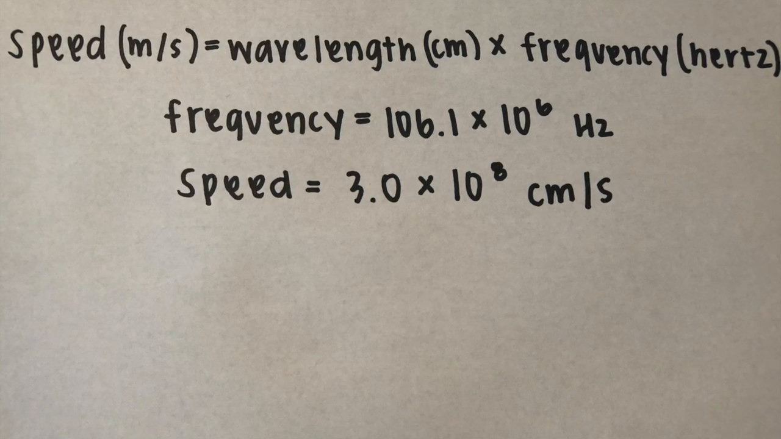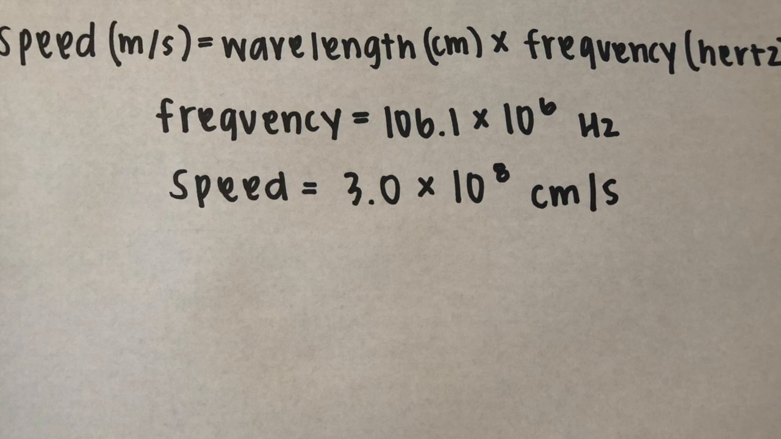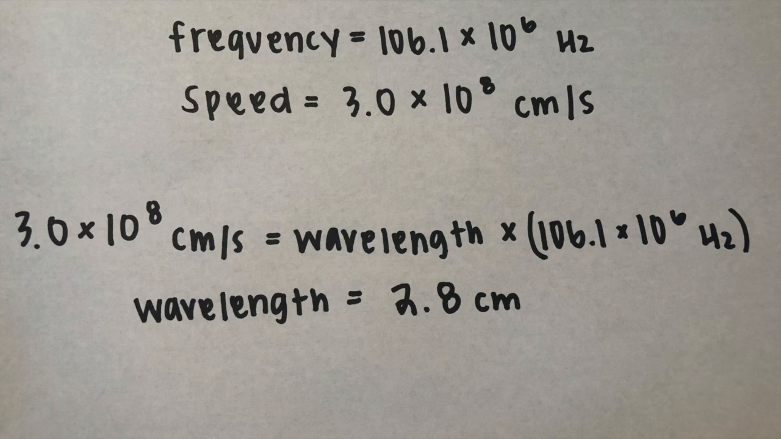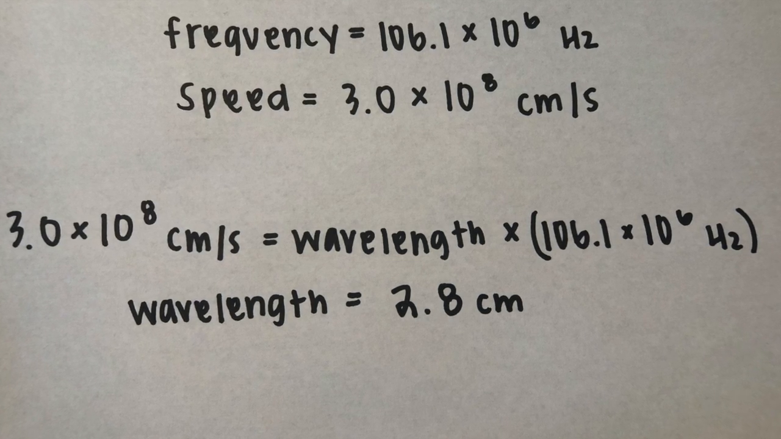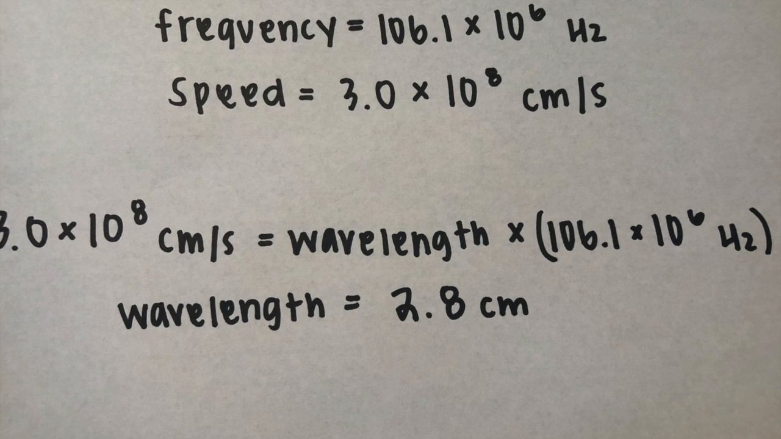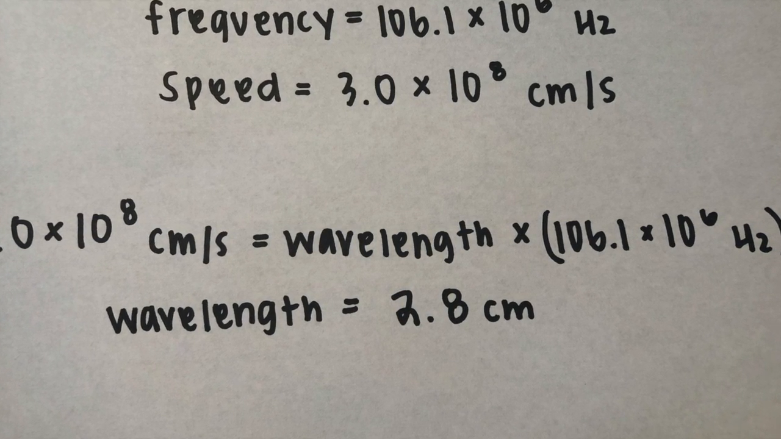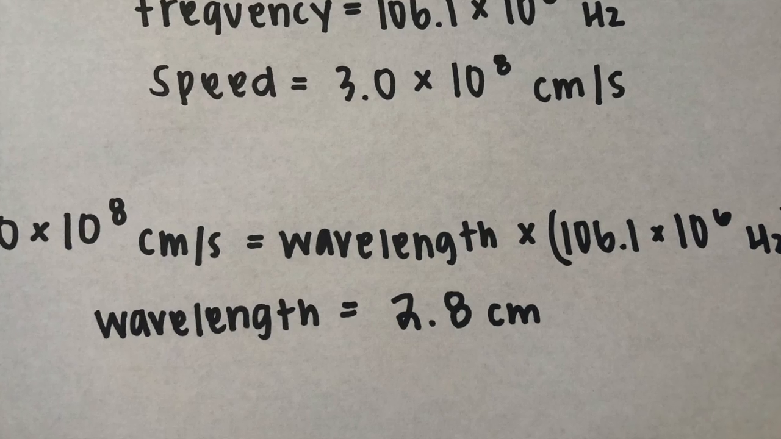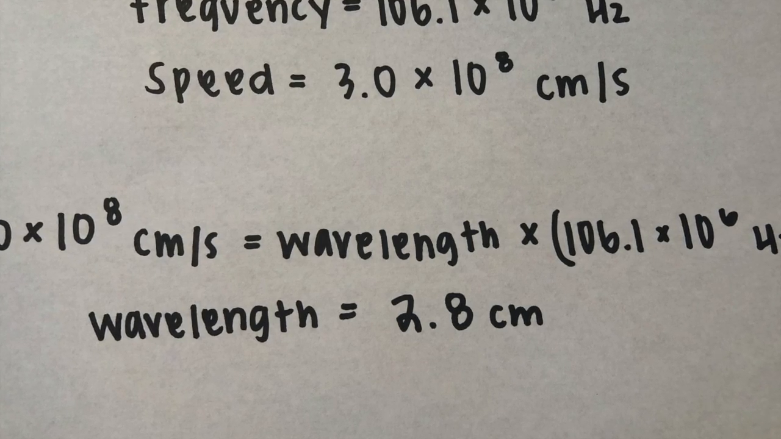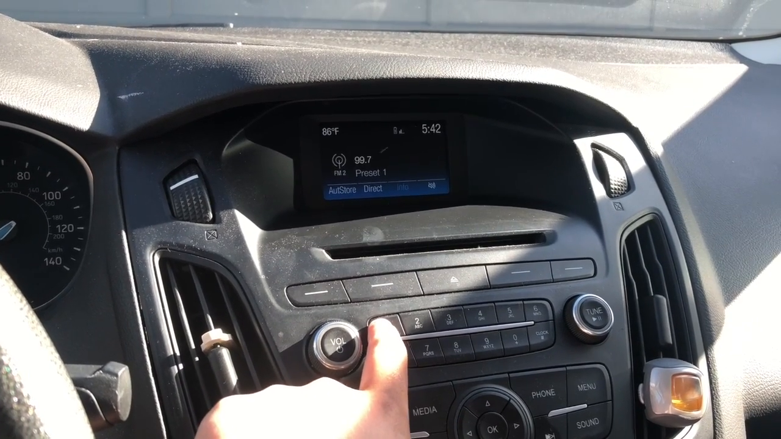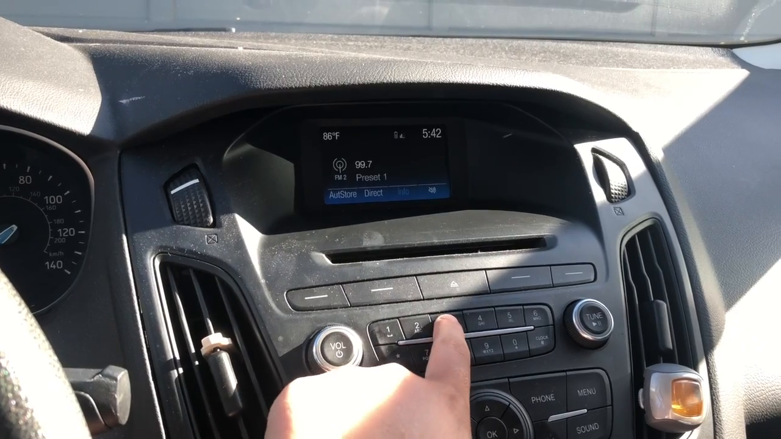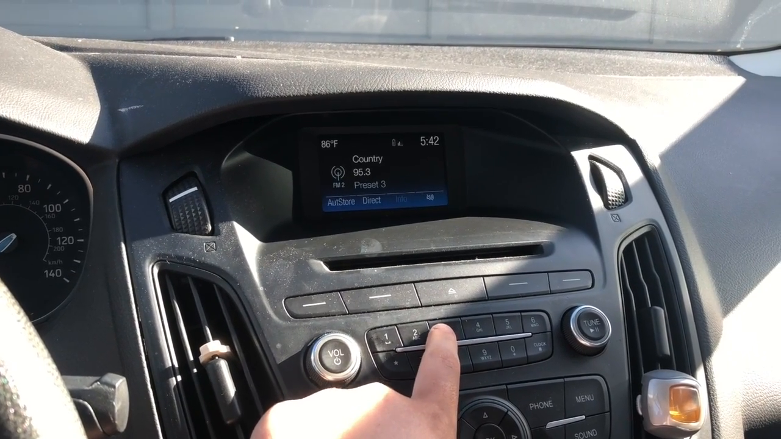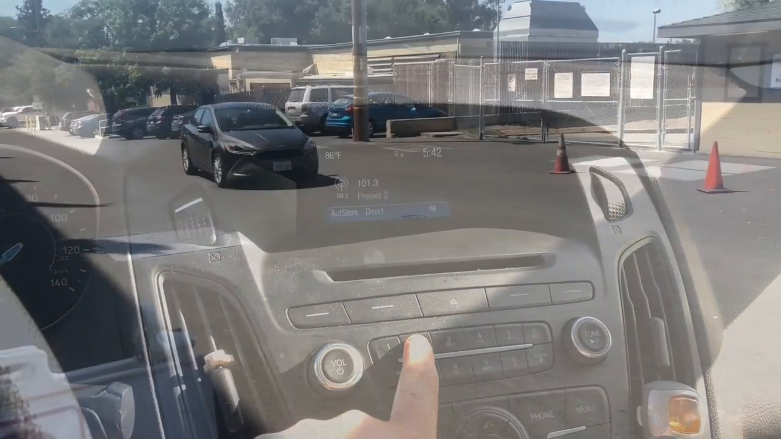I know the frequency of the station is 106.1 times 10 to the 6th hertz, and the speed of all radio waves is 3 times 10 to the 8th centimeters per second. So when you input the values into the equation, you get a wavelength of approximately 2.8 centimeters for the radio station. This wavelength is relatively low compared to the average radio wavelength of 3.4 centimeters.